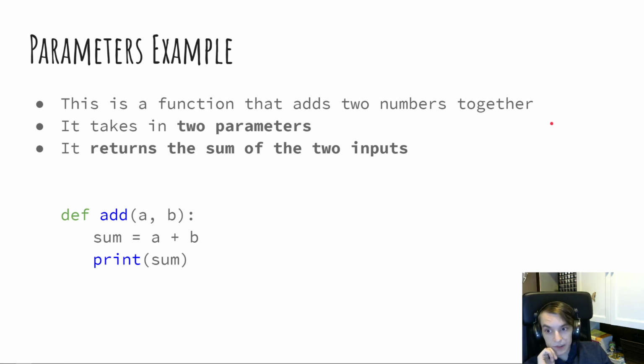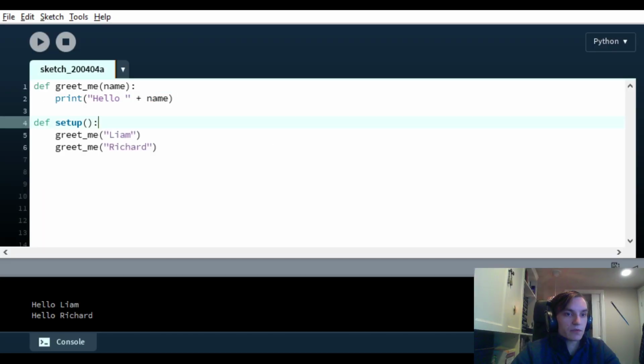We have another example here of a function that takes in two parameters. And so this is going to print out, sorry, we have a small error in our slides there. What this is going to do is print out the sum of the two numbers that we give it. So I'm going to, again, switch us back over to processing.